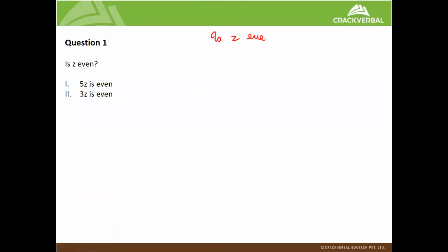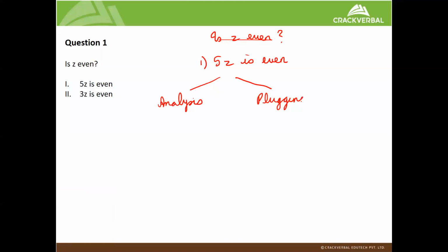So the question is asking you, is Z even? The first statement is 5Z is even. Now, there are always two ways to solve any data sufficiency question, right? One way of working is to use the route of analysis, and the second way of working is to use the route of plugging in values, right? Most of you all would have chosen the plugging in route. Some of you all would have analyzed the question, but let's do it in both ways.